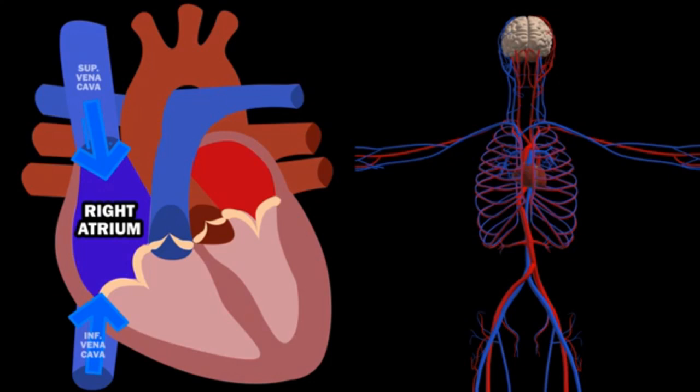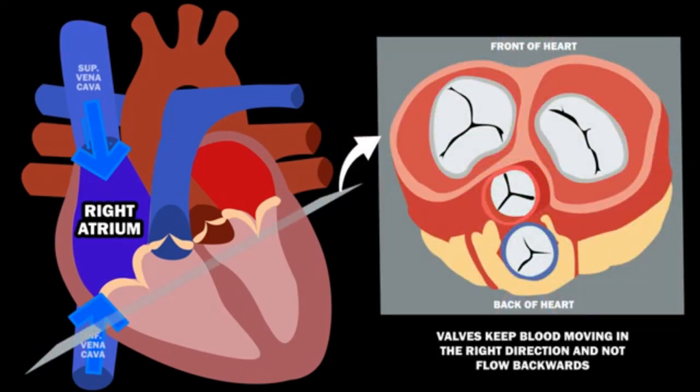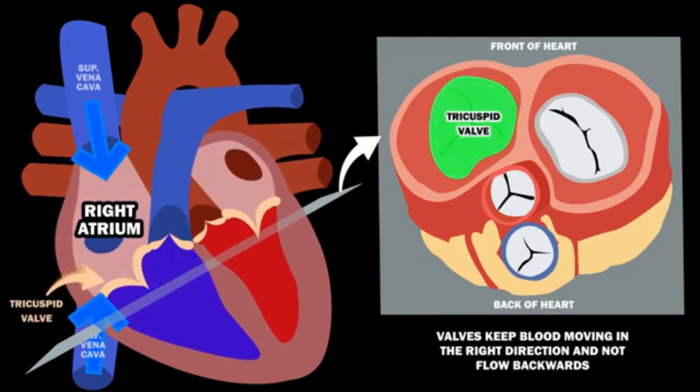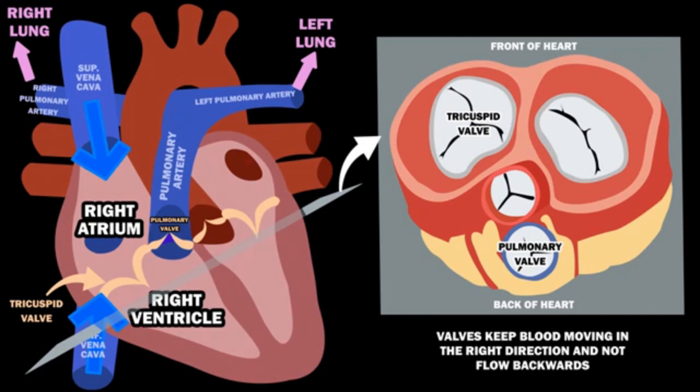It also has four valves. The purpose of valves is to keep blood moving in the right direction and not flow backwards. Blood exits the right atrium through the tricuspid valve, so called because it has three flaps, and enters the right ventricle. The blood exits the right ventricle through the pulmonary valve and enters the pulmonary artery. Again, it is an artery because blood is flowing away from the heart, but it is blue because it lacks oxygen. The pulmonary artery then splits into the left and right pulmonary arteries, which go to each respective lung.